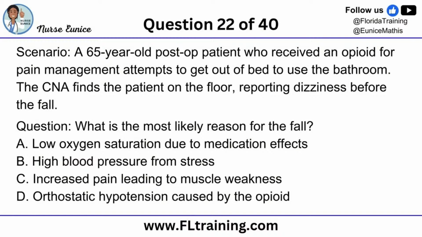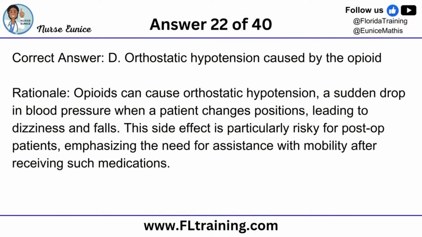All right, everybody. I see a mix of answers. Revealing the correct response in 5, 4, 3, 2, and it wouldn't be a high blood pressure. It would be a low blood pressure. It is D, orthostatic hypotension. So opioids can cause orthostatic hypotension, which is a sudden drop in the blood pressure when the patient changes position. So this patient was fine when they were in bed, but now they stood up to go to the bathroom and their pressure drops, which makes them feel dizzy and puts them at risk of falls.